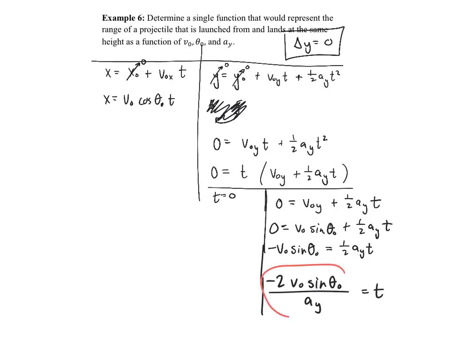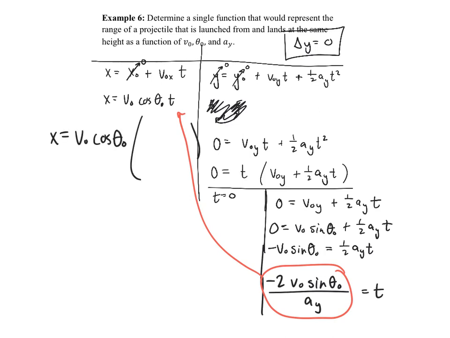Let's take that expression here and plug it in there. Again, this is where the power of a variable solution plays a role. What we get as a result will all be in variables. So let's go ahead and write it out. We've got x equals V0 cosine theta 0 times this whole expression for time: negative 2 V0 sine theta 0 all over AY.